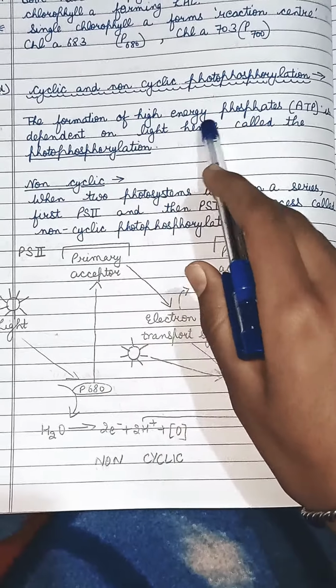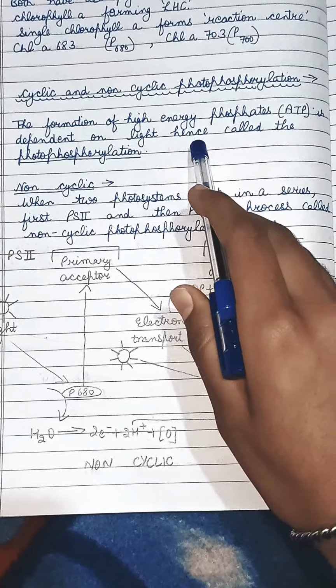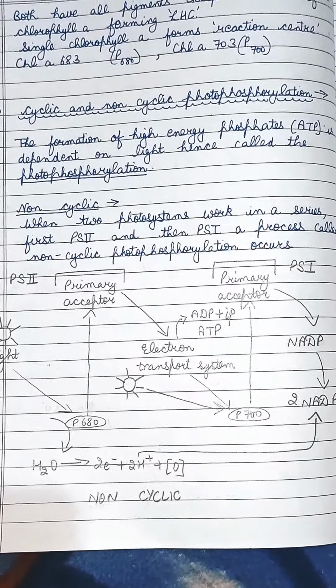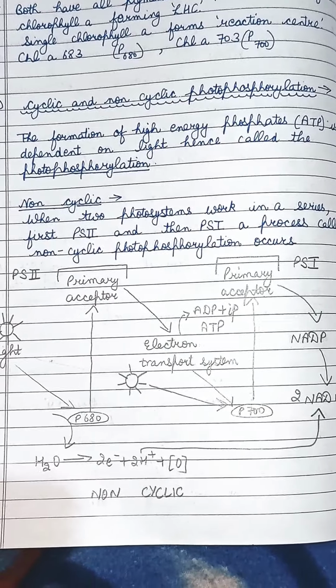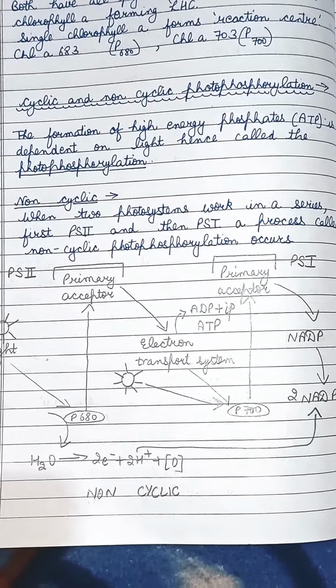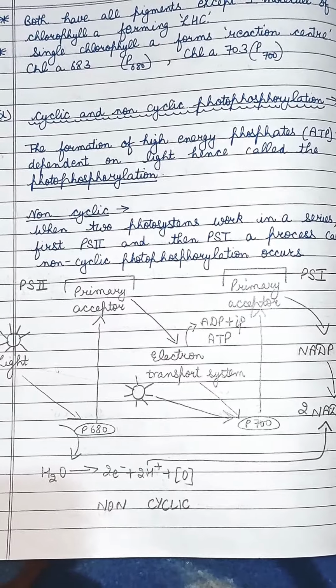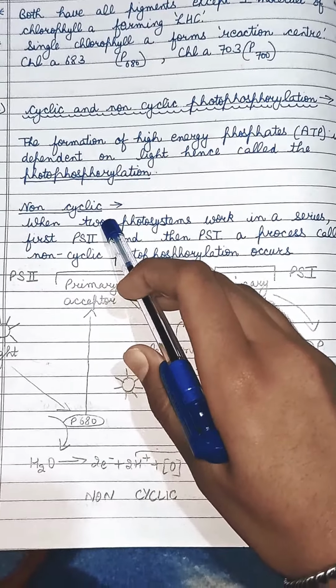The formation of high energy phosphates dependent on light is called photophosphorylation. The process by which high energy phosphates, for example ATP, are formed is called photophosphorylation, which is directly dependent on light. Photophosphorylation is of two types, non-cyclic and cyclic. Firstly we will understand non-cyclic photophosphorylation.